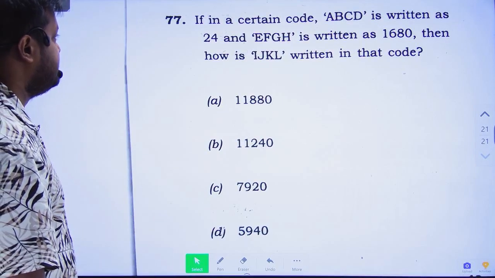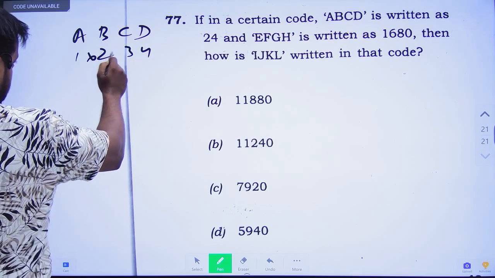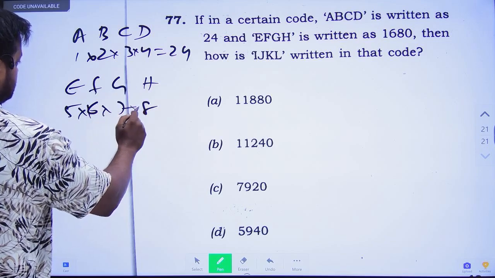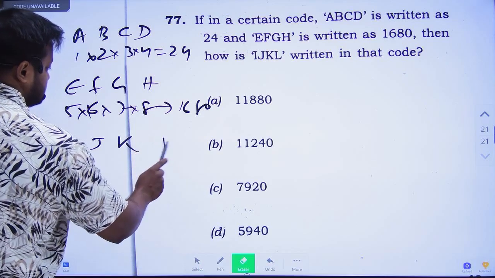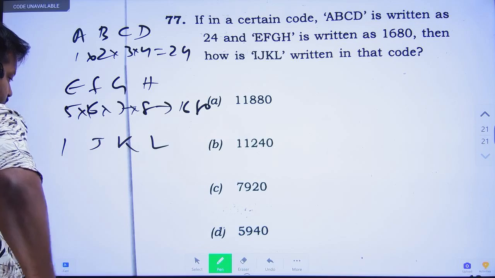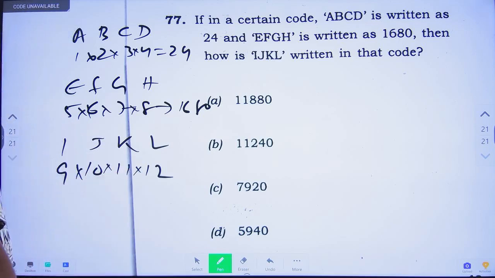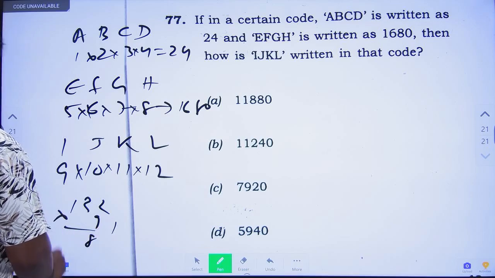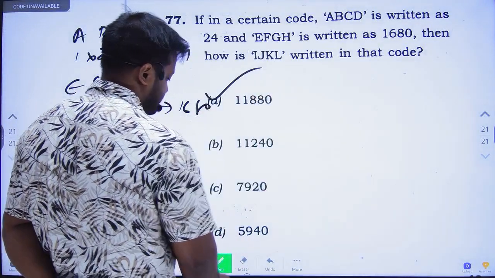If in code A B C D is written as 24, okay, can write the place values. A B C D is 1 2 3 4, the product is clearly 24. E F G H is 5 6 7 8, the product is given as 1680. Likewise I J K L is 9 10 11 12. If you multiply this, it is 11 into 12 which is 132 into 9, 1188, and 10, so 11880. Option A is correct. Option A is correct.